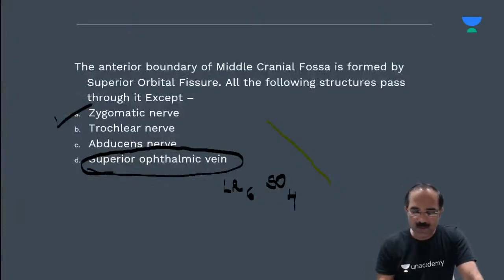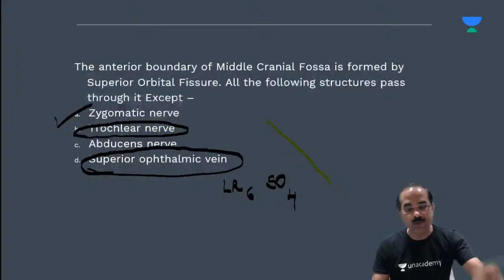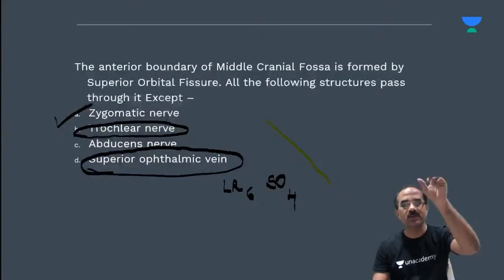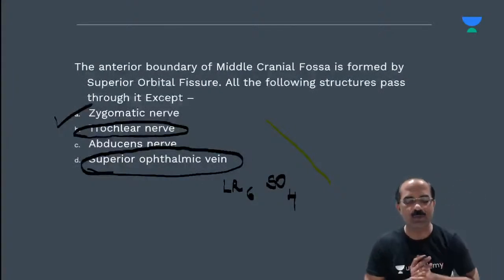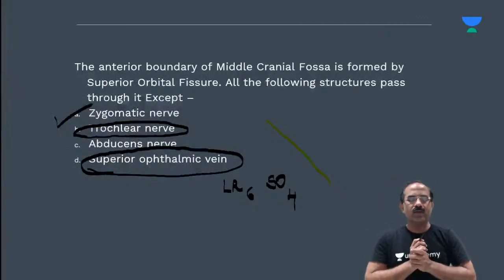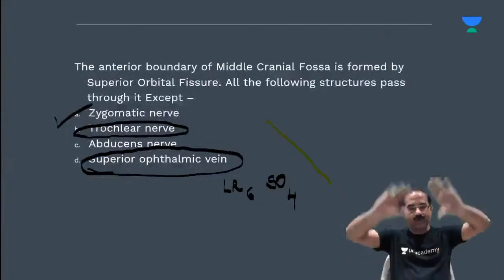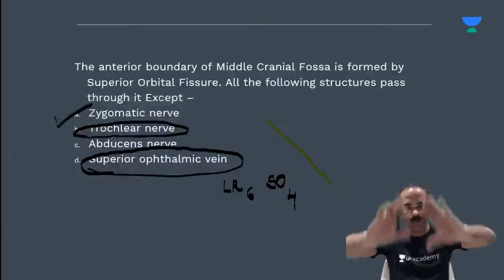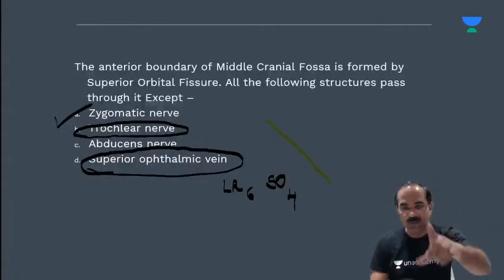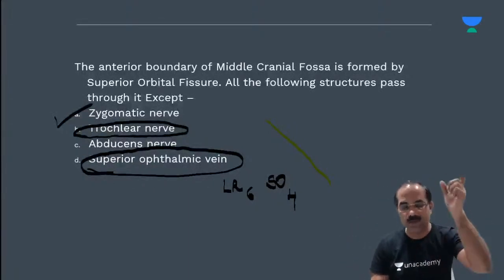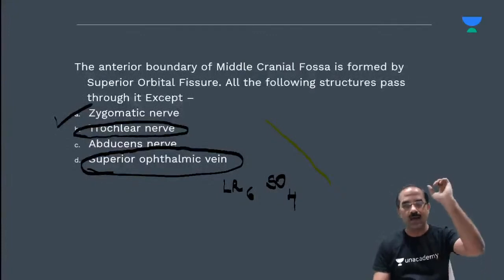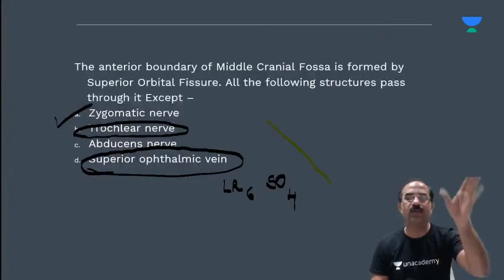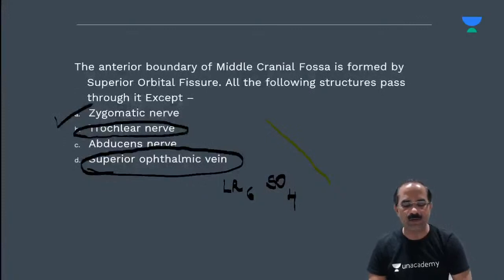Just one more thing. Where is the nucleus of trochlear nerve located? कोई बोल सकता है? In which part of the brainstem is it located? So the nucleus of trochlear nerve is located in the midbrain at the level of inferior colliculus.